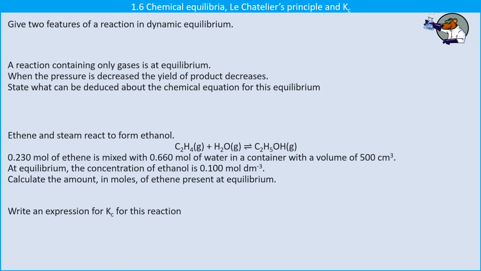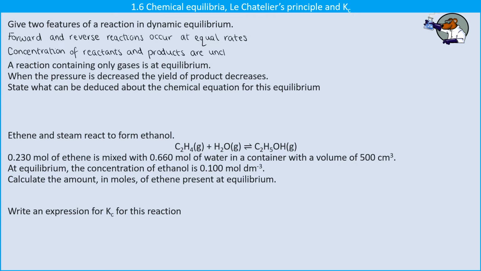Well, firstly, we know that both the forward and the reverse reactions are going to be occurring, and more than that, they're going to be occurring at the same rate. Secondly, we know that all reactants and products are going to be present, and also their concentrations will be unchanging. Don't forget, this doesn't mean that they're the same as each other, just that they're not moving around.